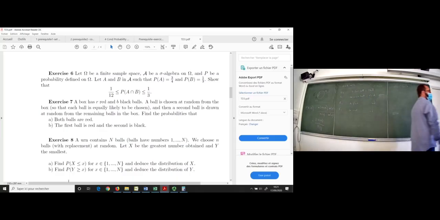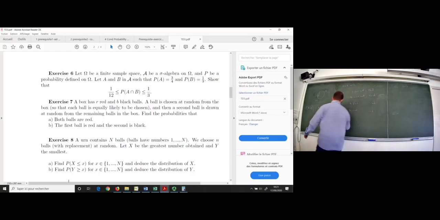Why do I introduce this? Because I am able to express what I want to compute using my notations. In small a, what do I want to compute? I want to compute the probability that both are red. And what is this using my notation? Both are red. How can I express it using my notations here? So I want to compute this.